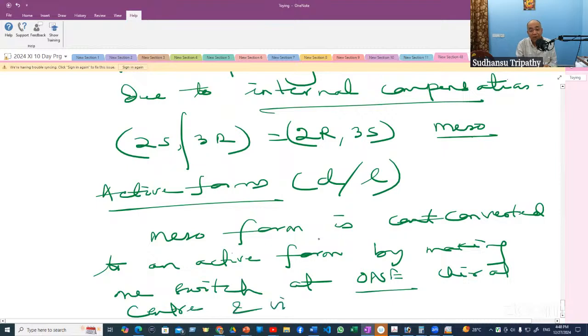To convert an active form to a meso form, you make one switch at any one chiral center, then it will be converted to meso. You will find a plane of symmetry when you try to manipulate the conformation, bring it to the eclipsed mode, and vice versa. Got it?